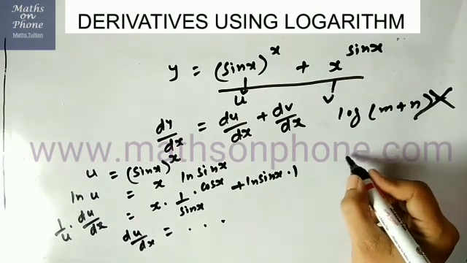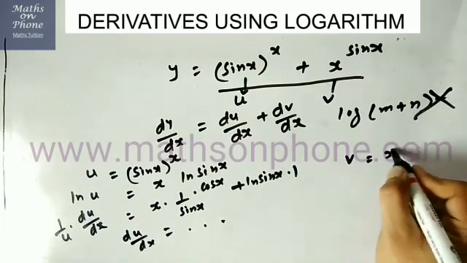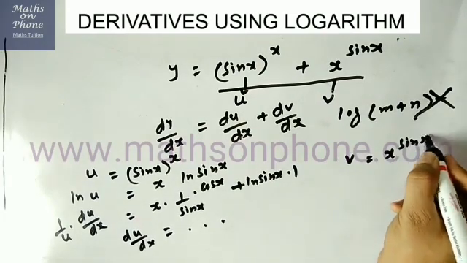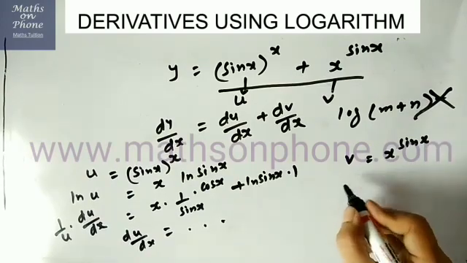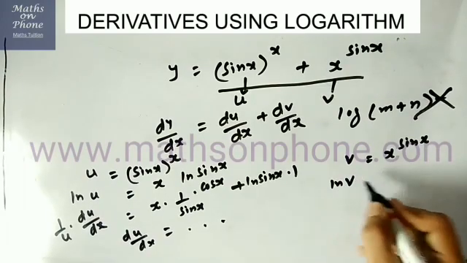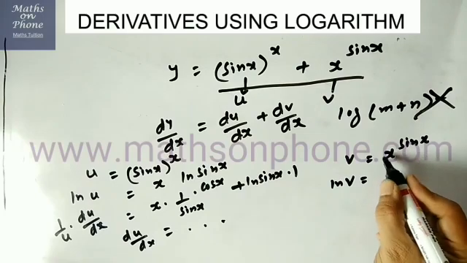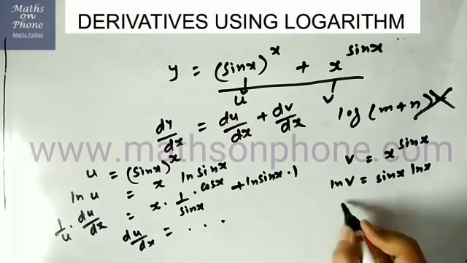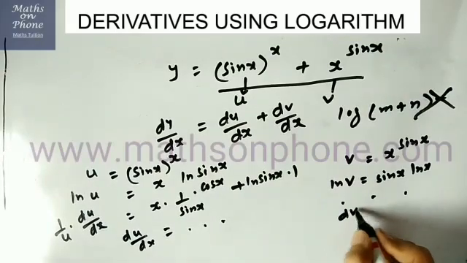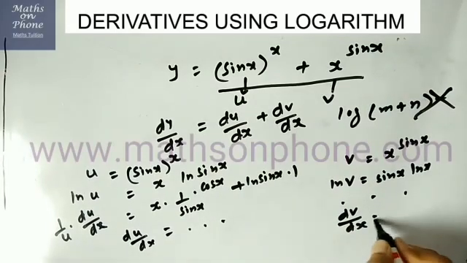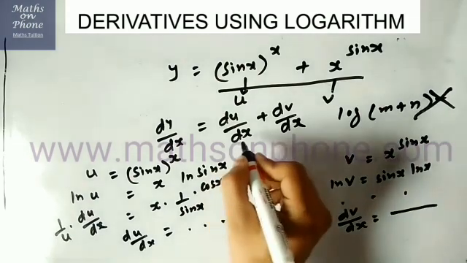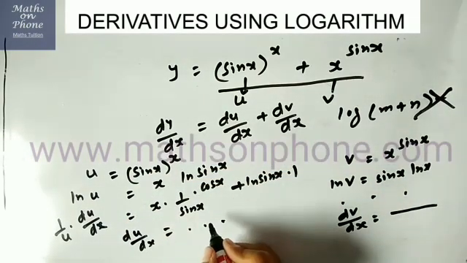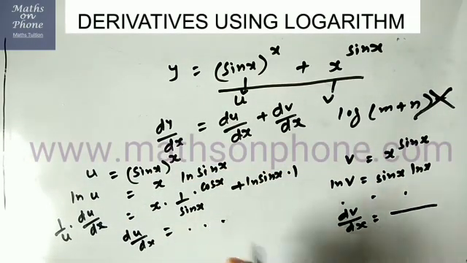Now giving treatment to v, we will take x to the power sin x. Same process we will follow as we did earlier, taking ln both sides. Ln v is equal to, on taking ln, sin x into ln x, and just give the treatment and find dv by dx. Whatever value you are getting, you put it here, you will get dy by dx very easily.